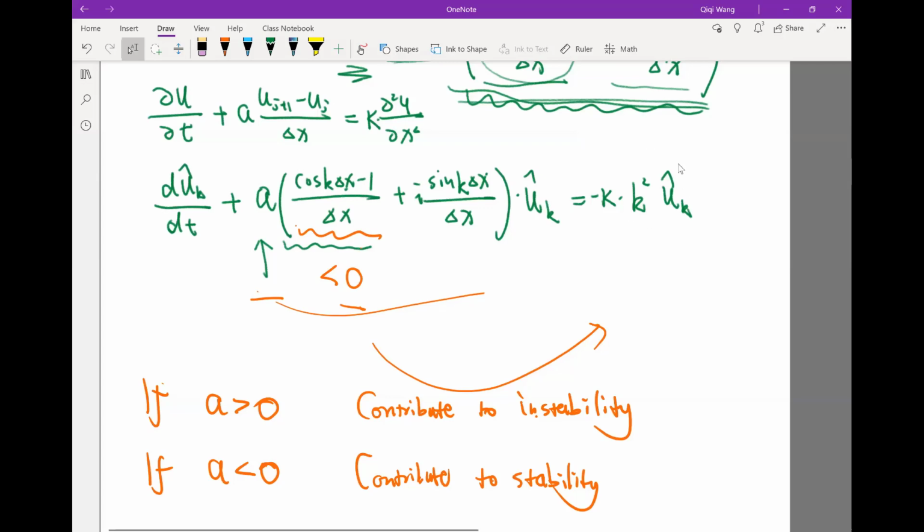Okay, any questions on the stability analysis part of the class?